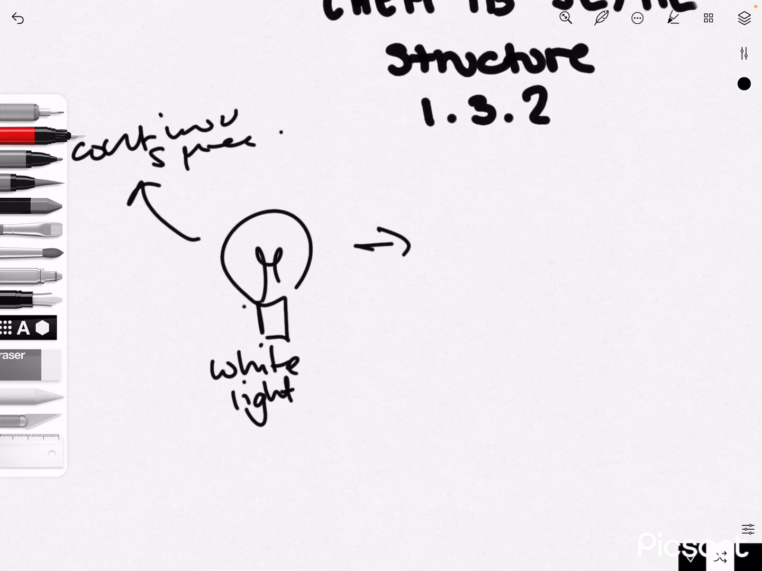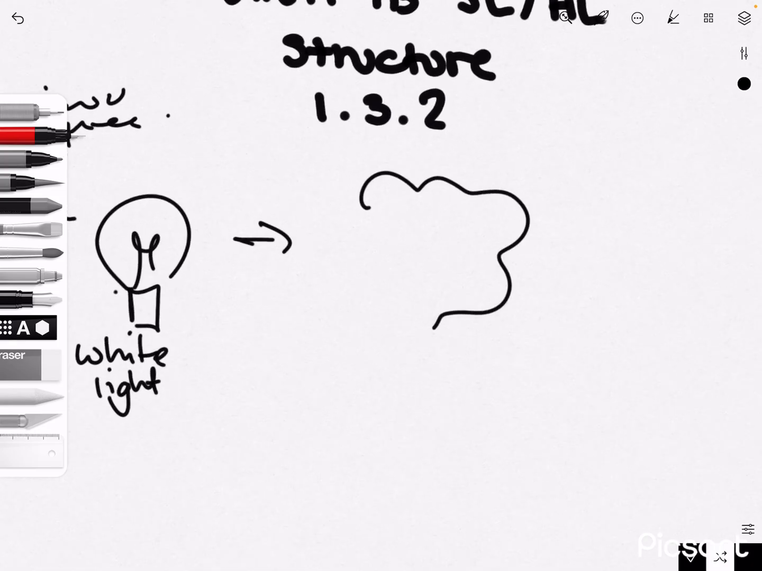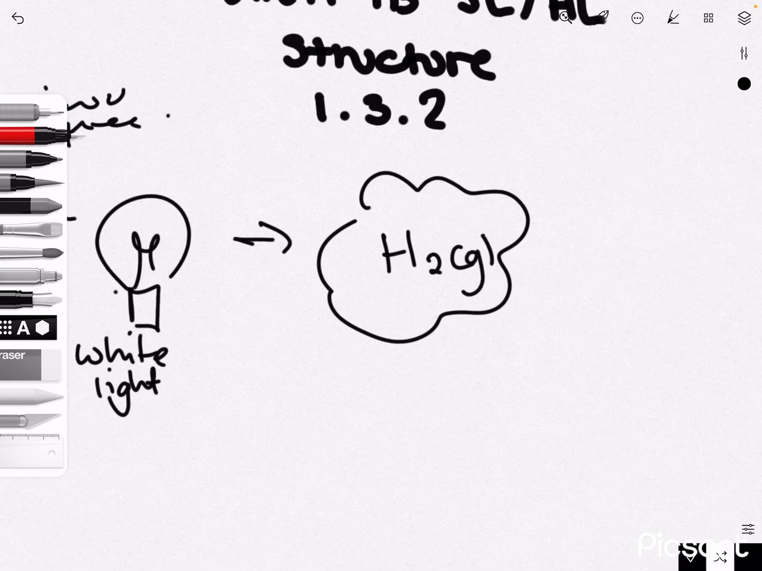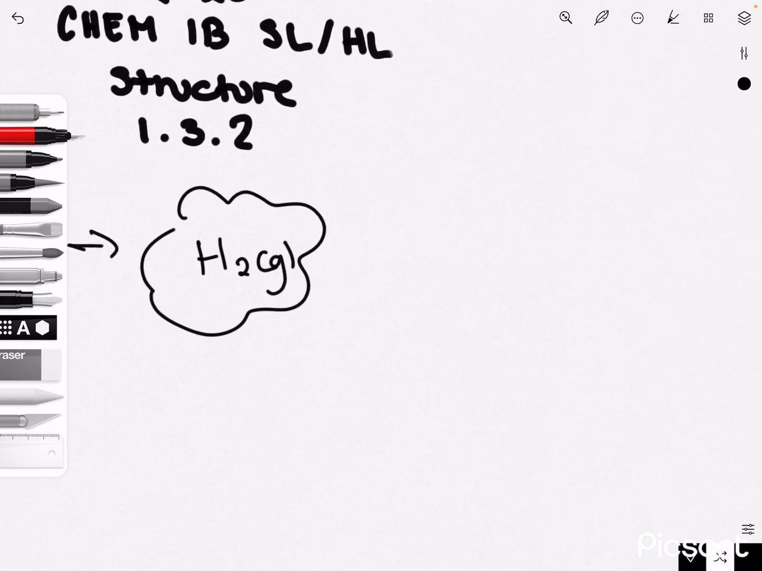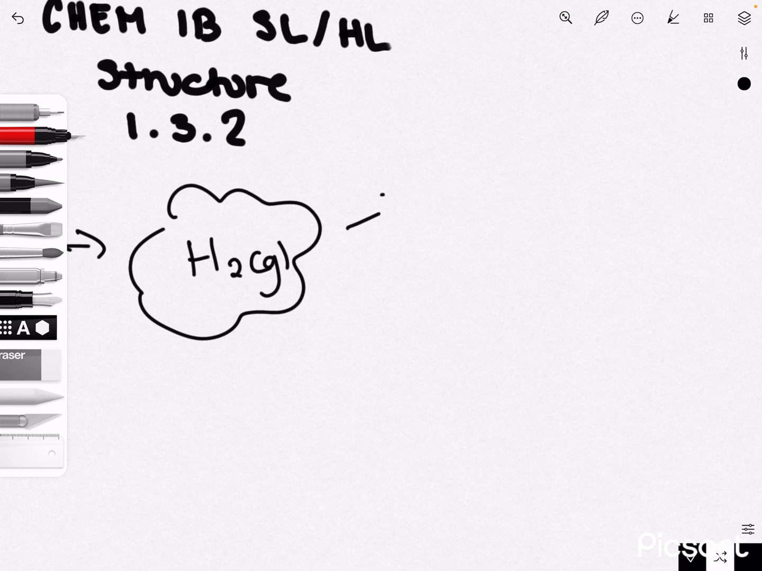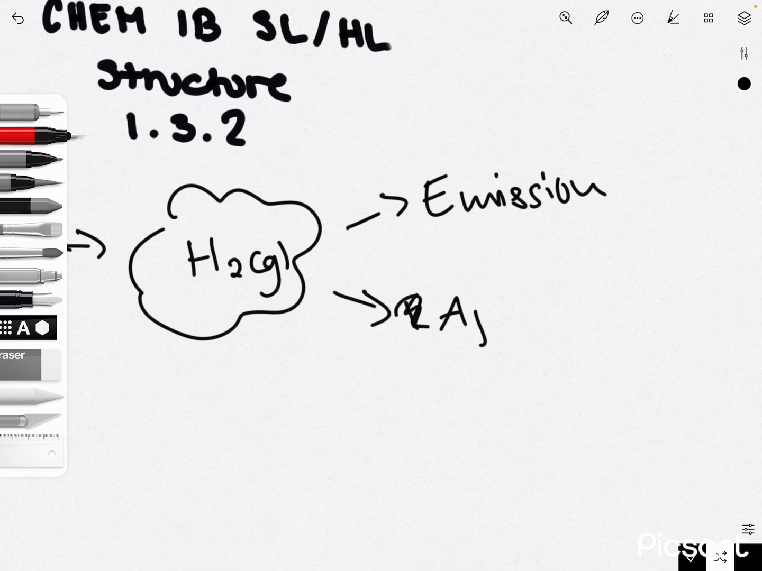And then our excited hydrogen molecules, so in a gas state, will be exposed to this white light. And this will give us either an emission, or better, we can test for emission or absorption.